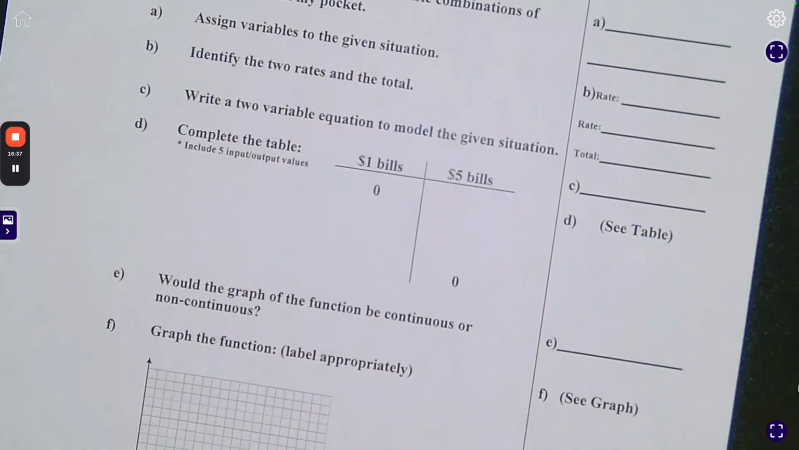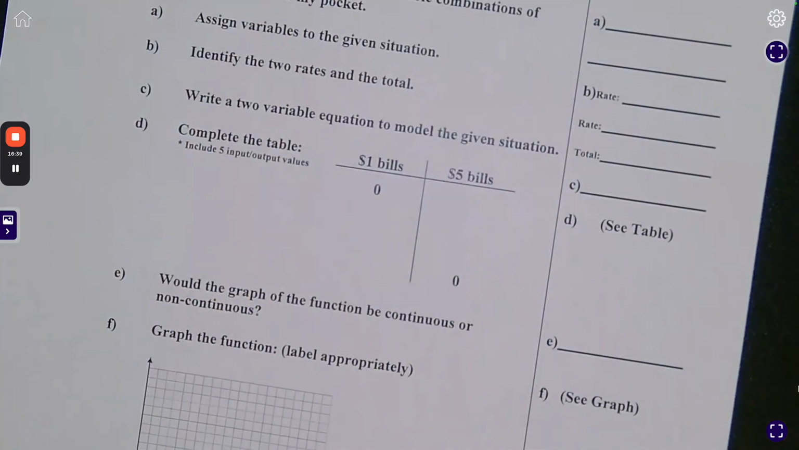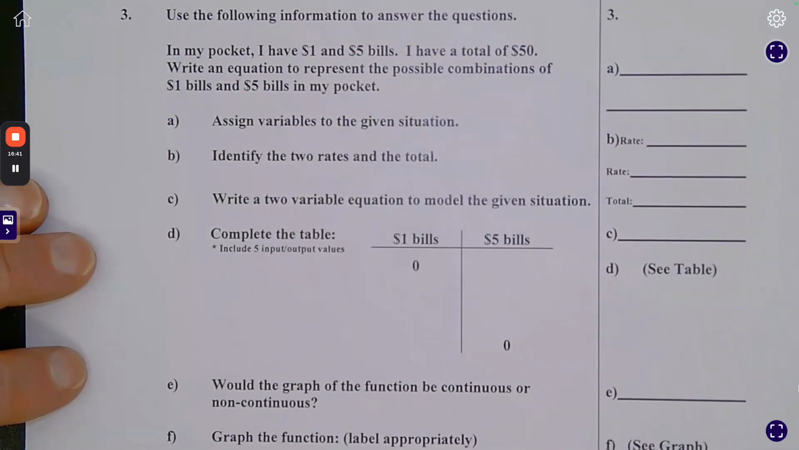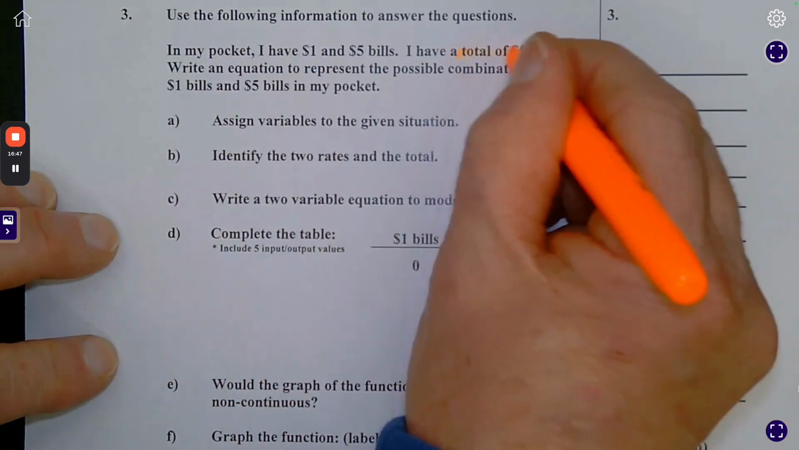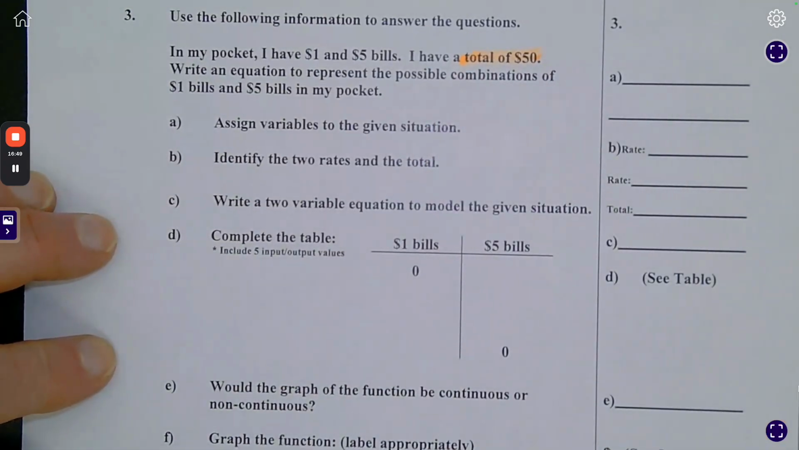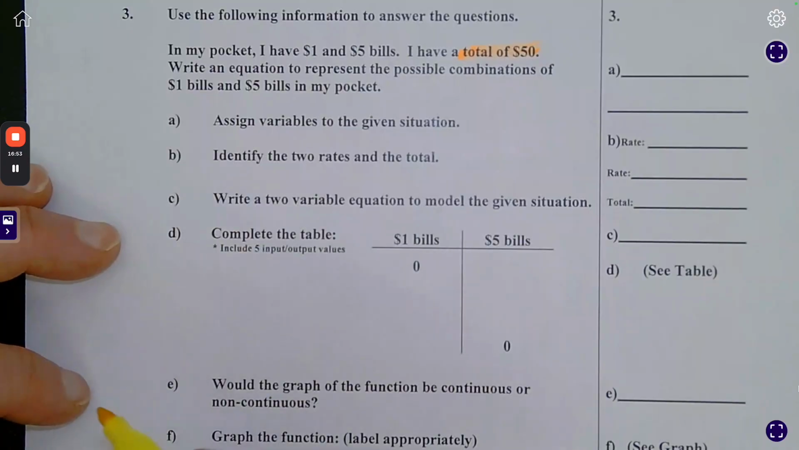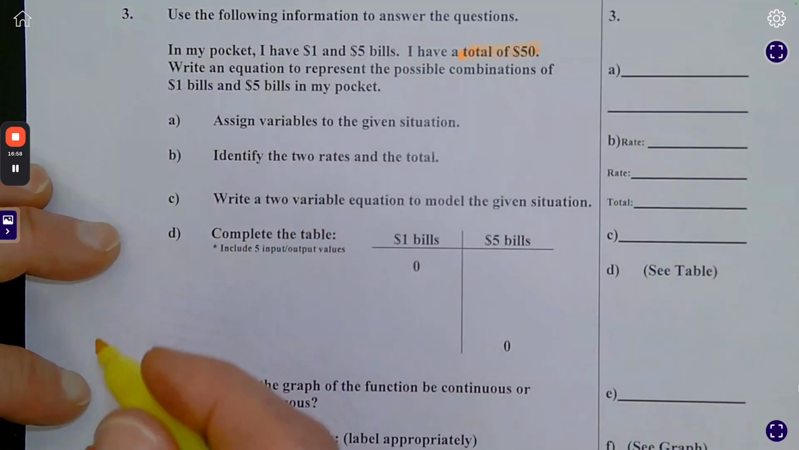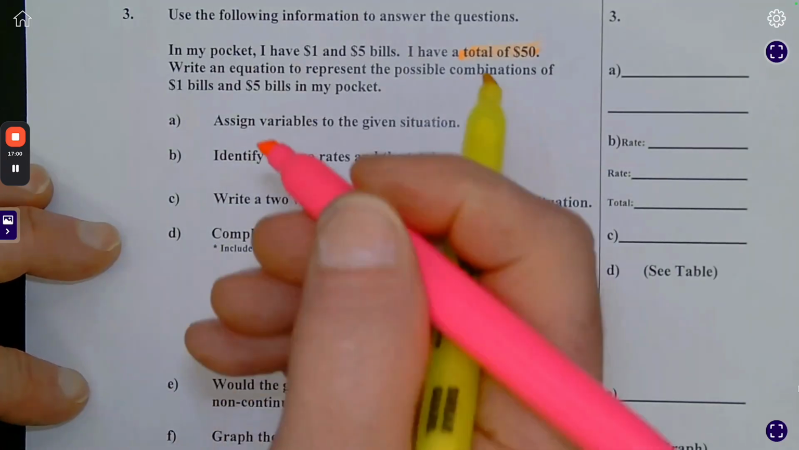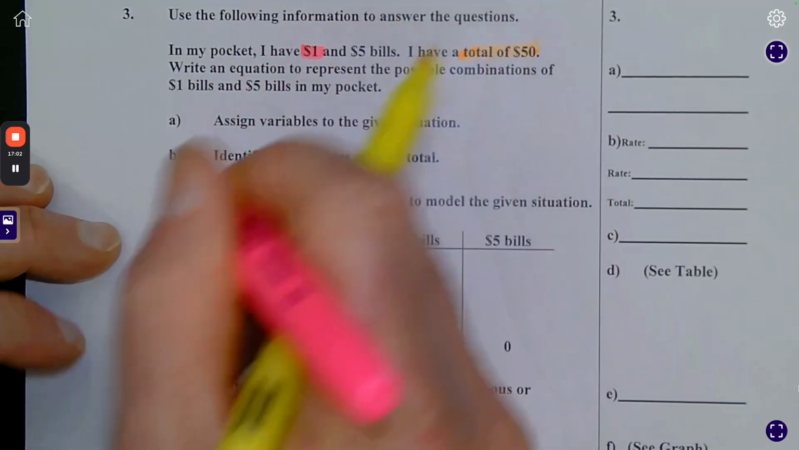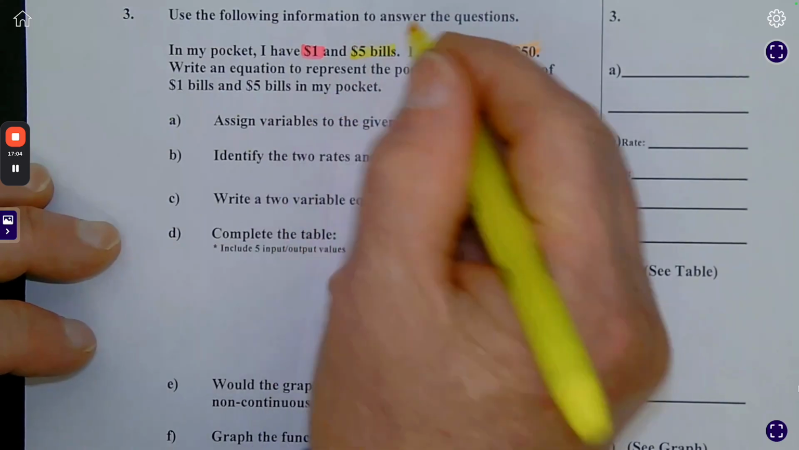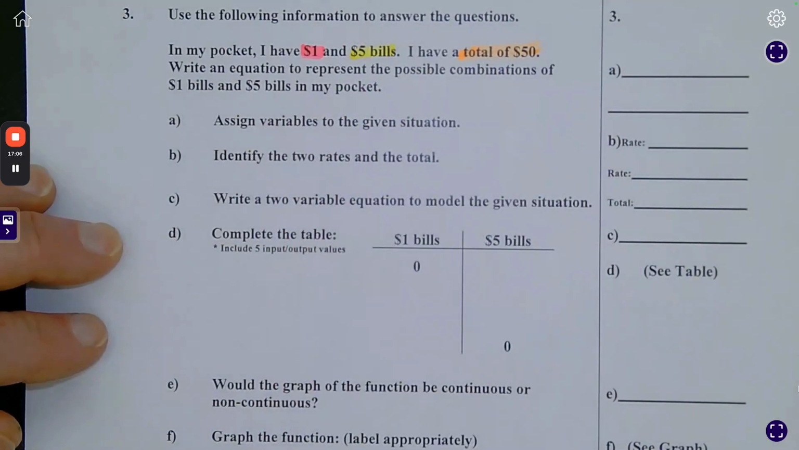All right, use the following. In my pocket, I have $1 and $5 bills. I have a total of $50. So that's my total. All right. Write an equation to represent the possible combinations of $1 bills and $5 bills. Okay. So we have $1 bills and $5 bills. This is going to be a little tricky, I think.